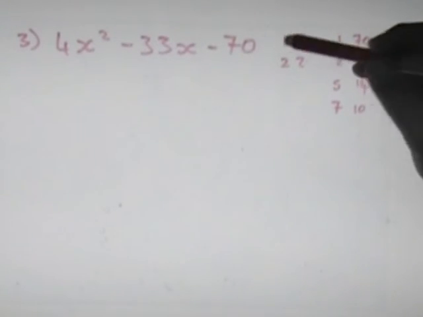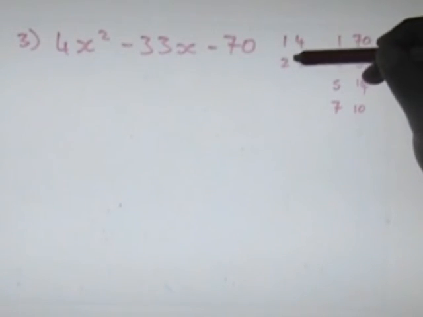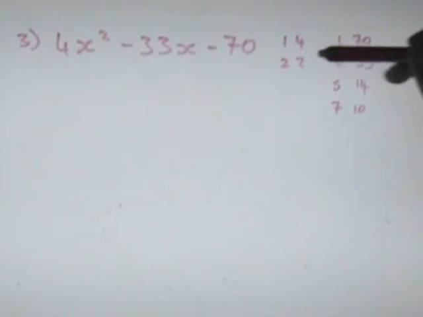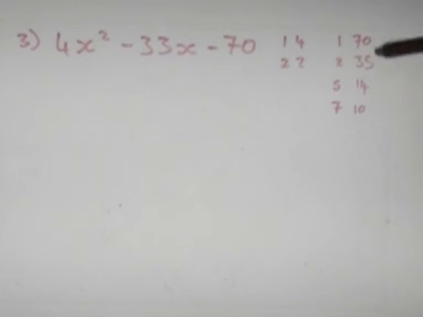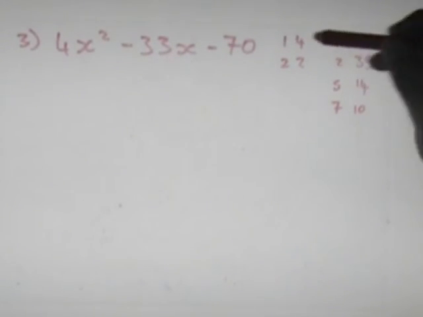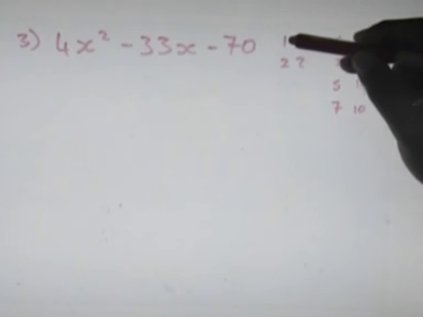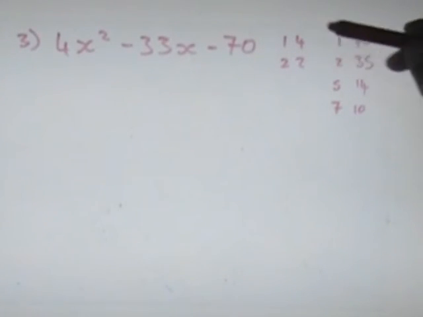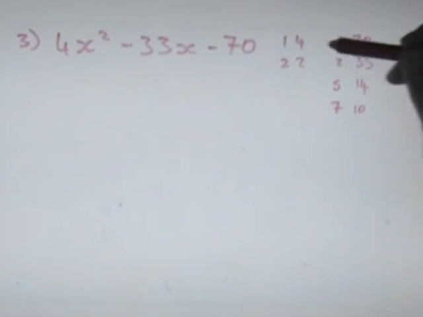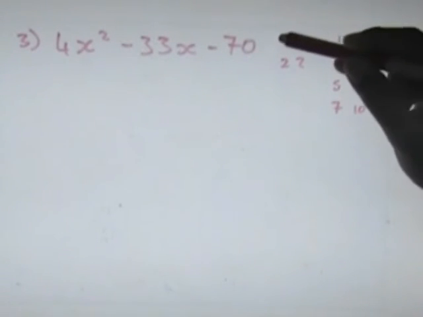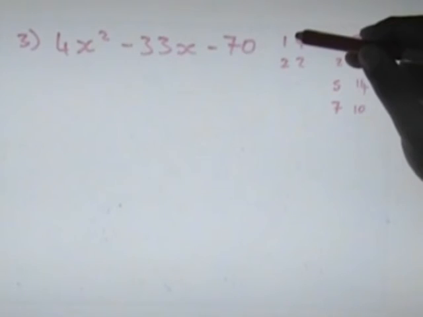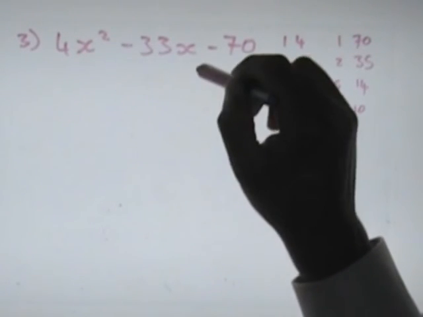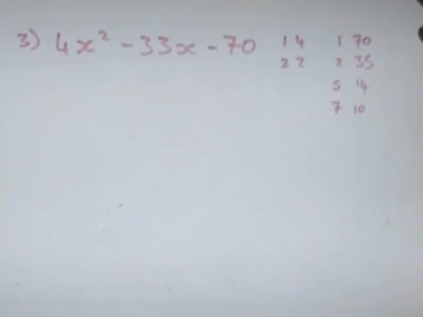35 and 2 and 2 and 2, could that work? That will give us 70, that will give us 4, that will never give us negative 33. 35 and the 2 multiplied by the 1 and the 4, that might work. 35 and 1, 35 multiplied by 1 is 35, 2 times 4 is 8, 35 and 8 can't give us negative 33.